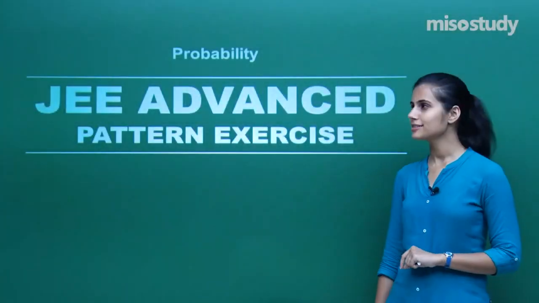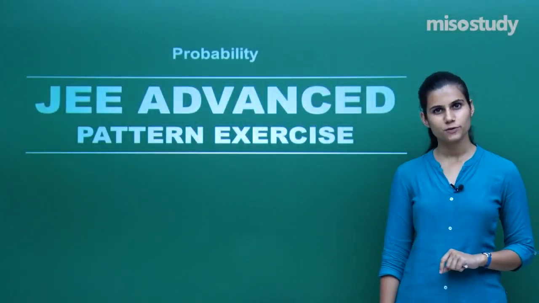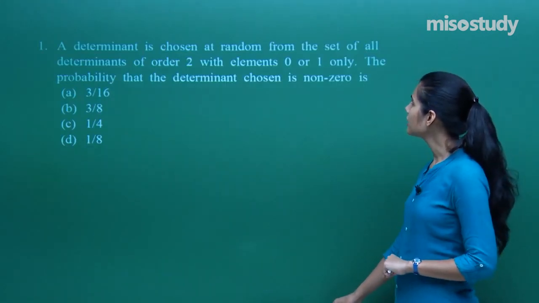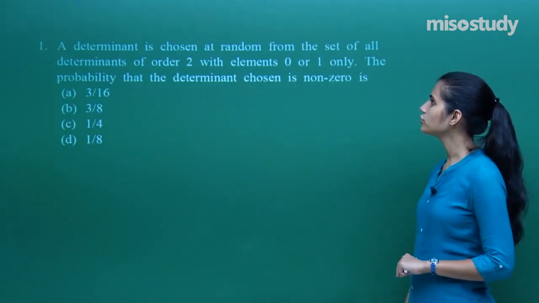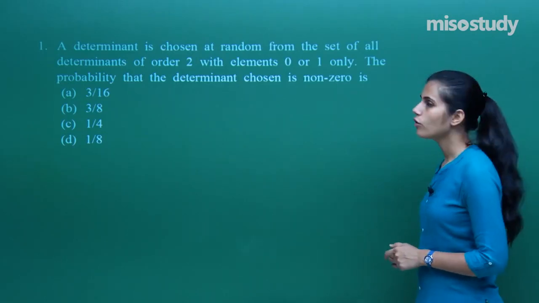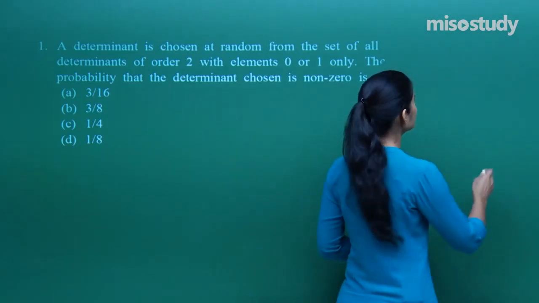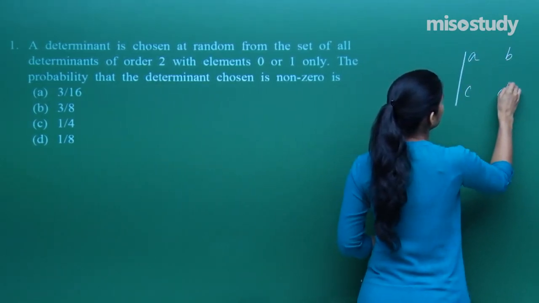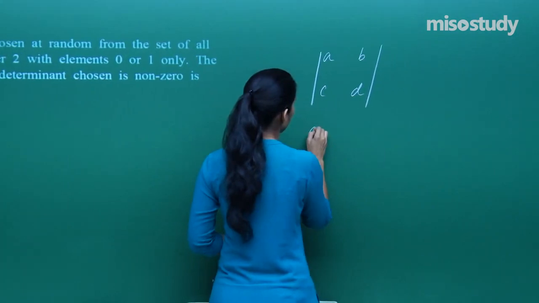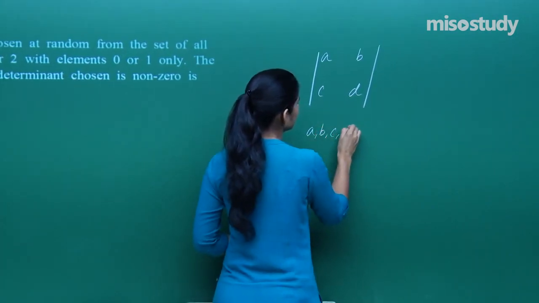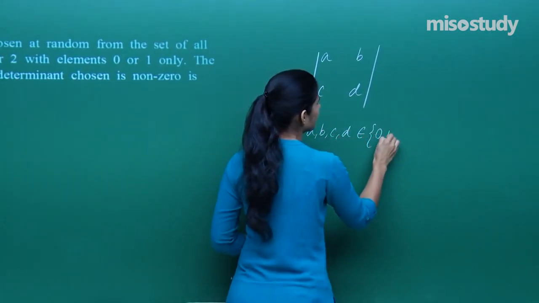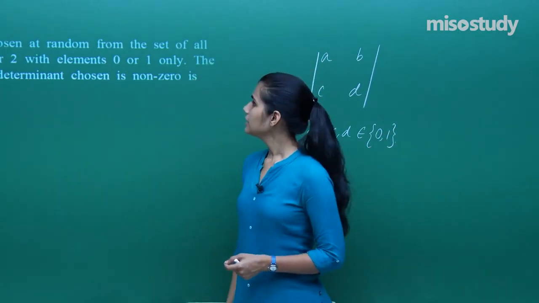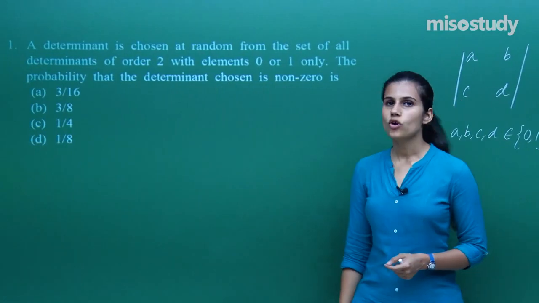Okay guys, let's begin our discussion over the JEE Advanced Pattern Exercise for Probability. First question says there is a determinant which is chosen at random from the set of all determinants of order 2 with elements 0 or 1 only. So this is very important to understand that the determinant is 2 cross 2 and all these are coming from this set. Fine. The probability of the determinant chosen is non-zero.